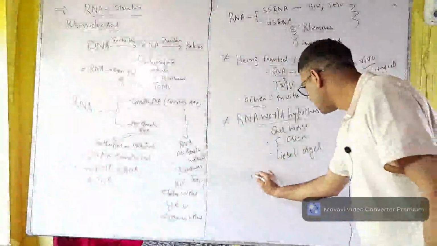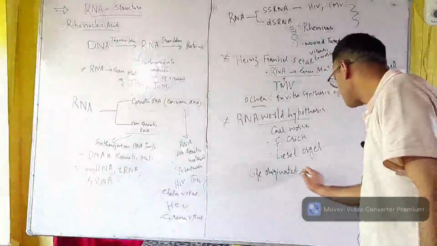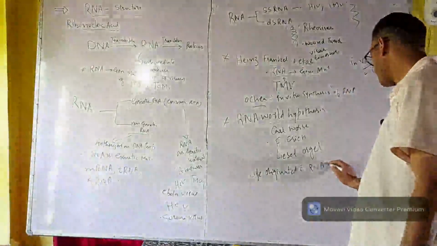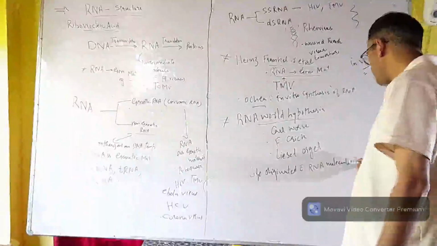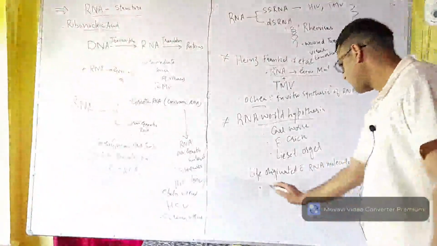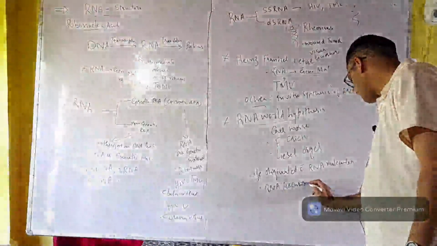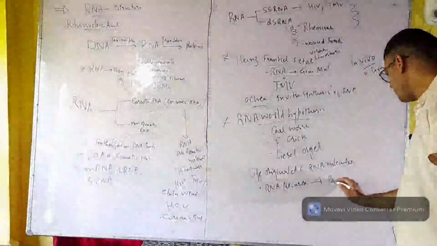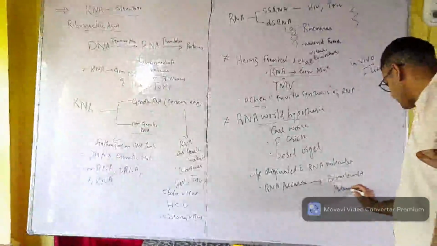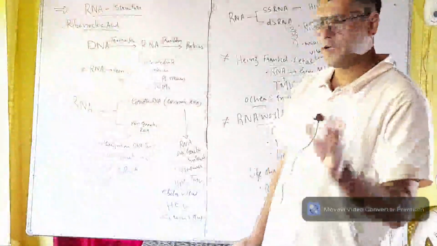So life originated with RNA molecules, and RNA acted as a precursor for other biomolecules like proteins and DNA. This was the crux of the RNA world hypothesis.